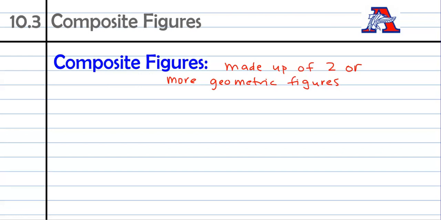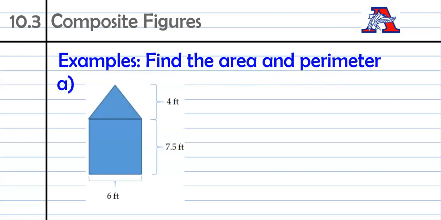So maybe it's a square and a rectangle. Maybe it is a rhombus with a circle attached to it. Maybe it's a square with a hole cut out of it. So we're using all of the same area formulas that we've already talked about. We're just going to kind of combine them into new shapes. So we'll start off with an example.